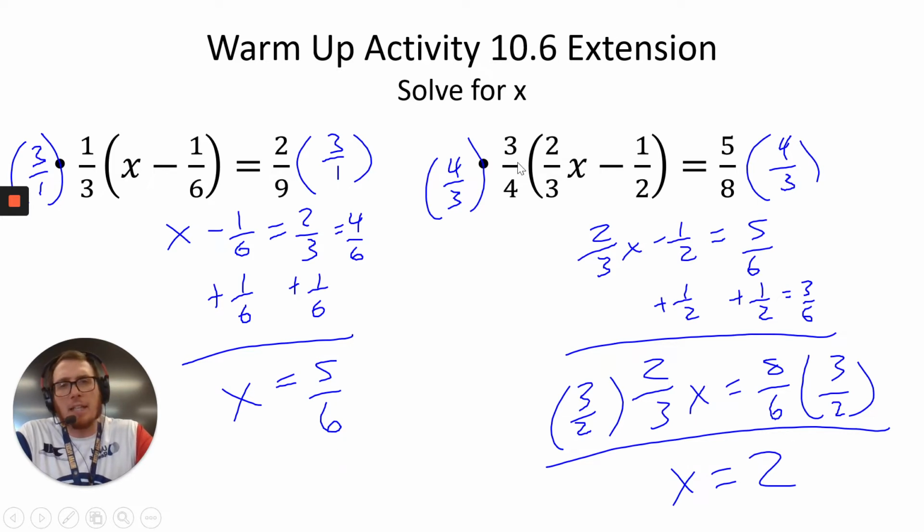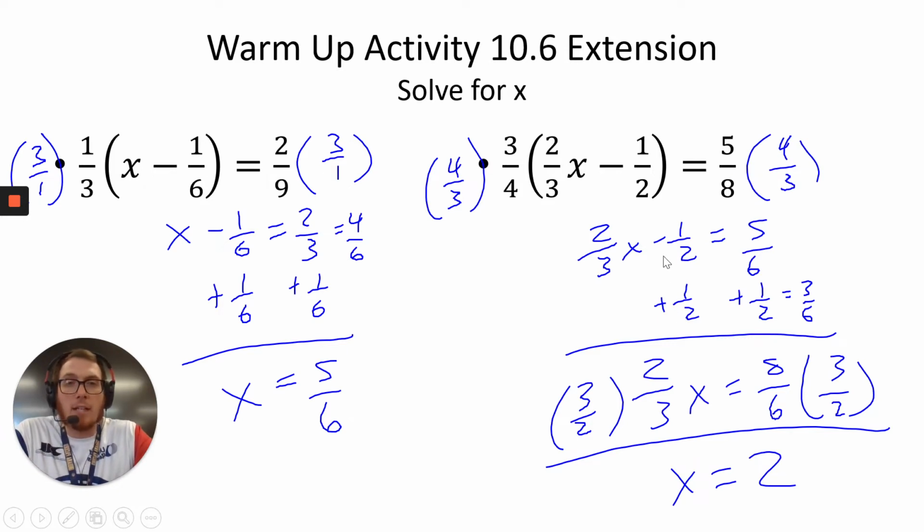In the second one, again, you could distribute if you wanted. It will work out. I'm just going to show the idea of multiplying by its reciprocal right away, because that might be a skill that you'll have to look at later. So to get rid of 3/4, I'm going to multiply both sides by 4/3. When I get to that point, I get 2/3 x minus 1/2 equals 5/6. I cross simplified the 4 and the 8, made it 2 and 1.